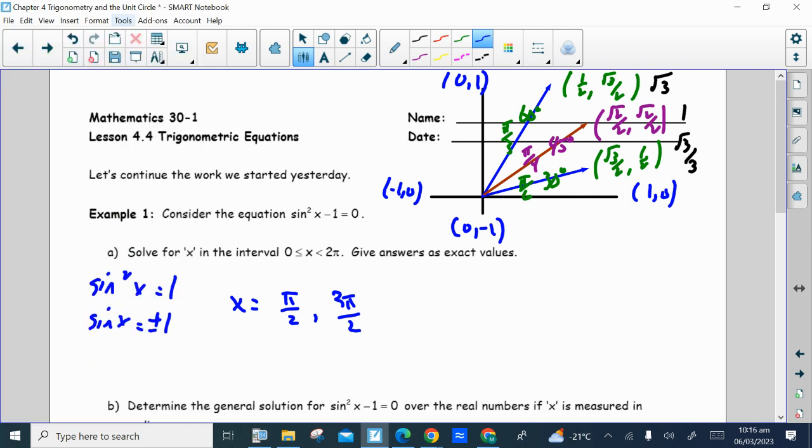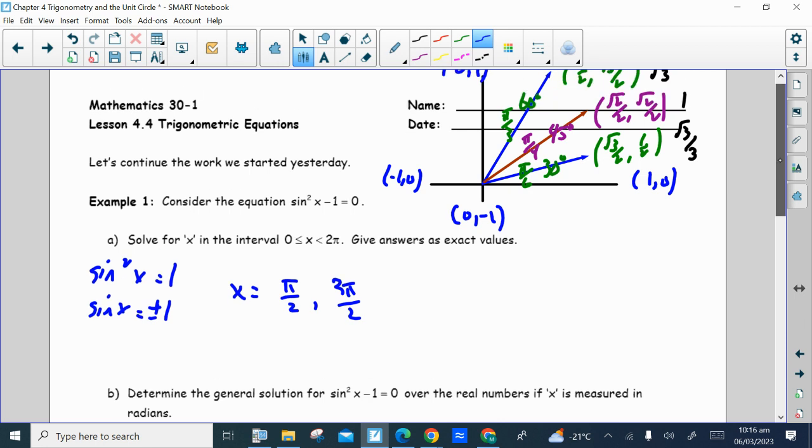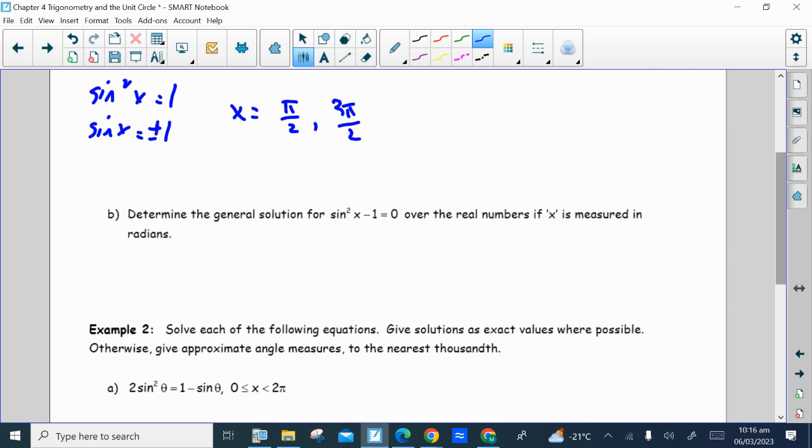So you can always check your answers. You should never get any stated answer wrong. Again, it's possible you may miss some of the answers, but you should never get any stated answer wrong. Now, this also asks us to find the general solution.